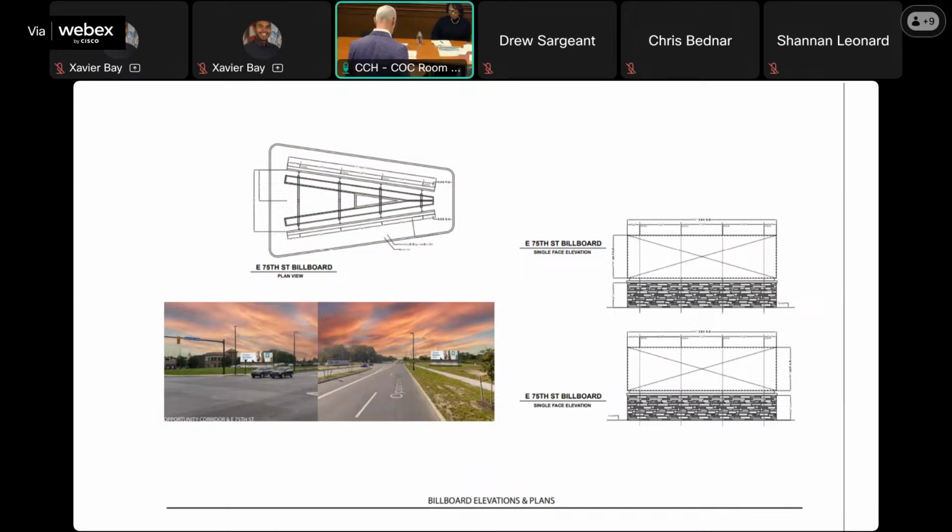Again, this sign is 10 feet 6 inches by 36 feet. The stone base is 6 feet tall, and it will be capped with a metal skirt before the sign starts, which is 2 feet. Next slide, please.